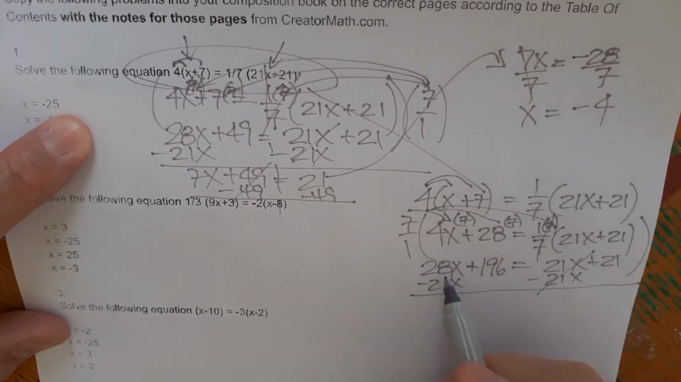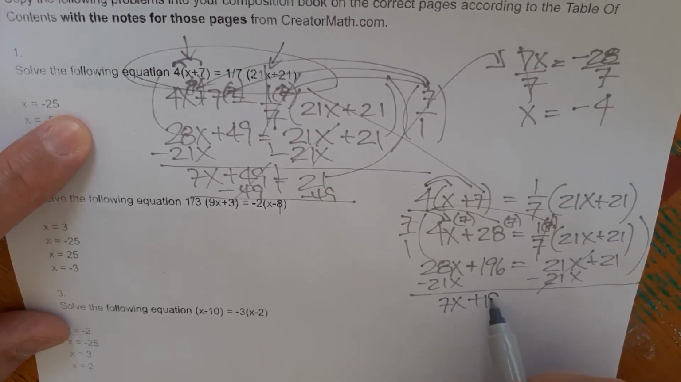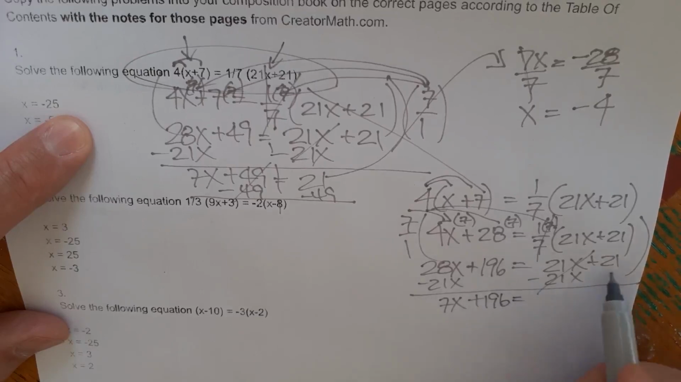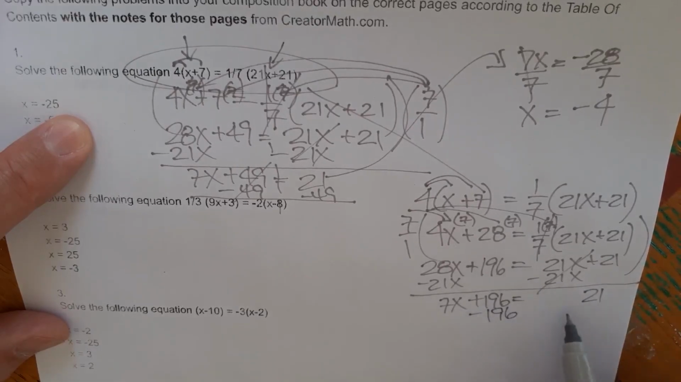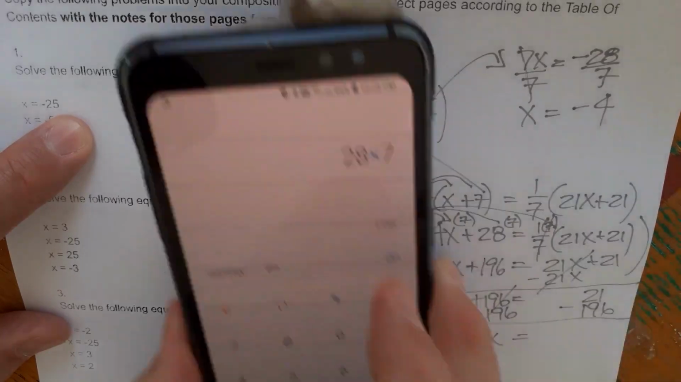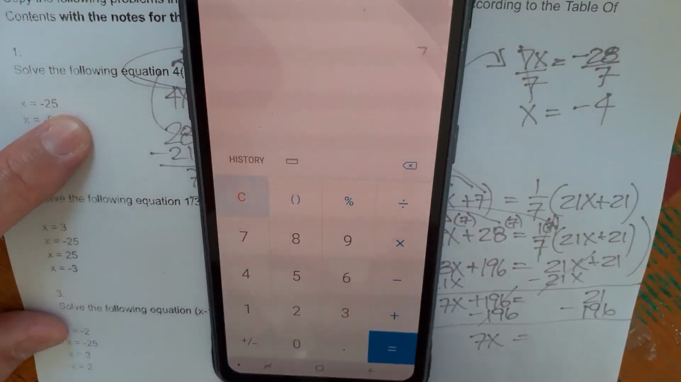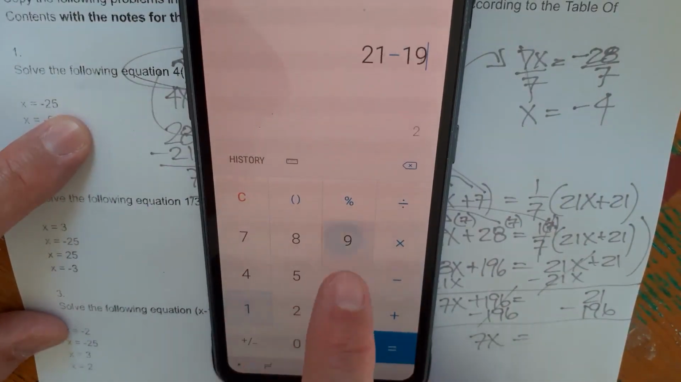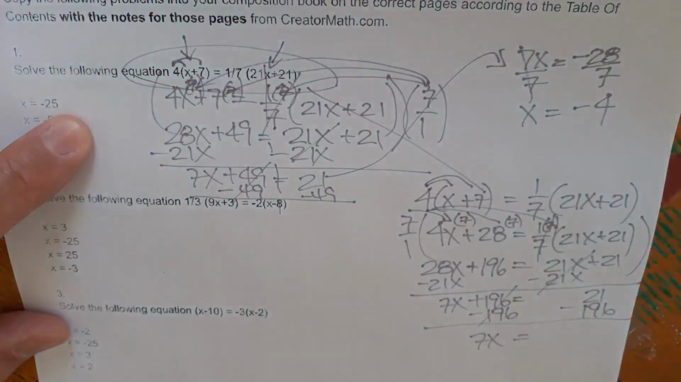All right, that's going to disappear here. 28 minus 21 is 7x. We have a plus 196, drops down and equals right in the middle, and a 21 on this side. We're going to subtract 196 from both sides. Disappear here, so we have 7x on the left. And we have 21 minus 196, negative 175.